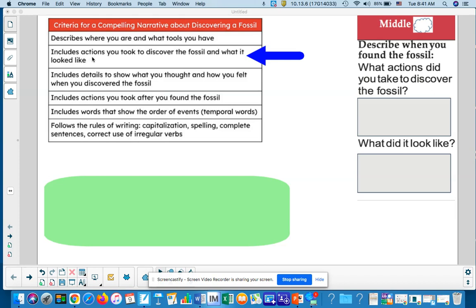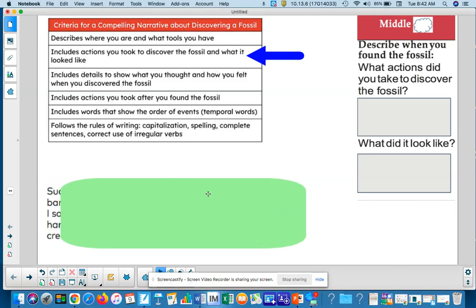We must include actions you took to discover the fossil and what it looked like. So this is what you are focusing on today for your notes. Today we are only taking notes. So what actions did you take? What did you have to do to discover the fossil? And what did it look like?